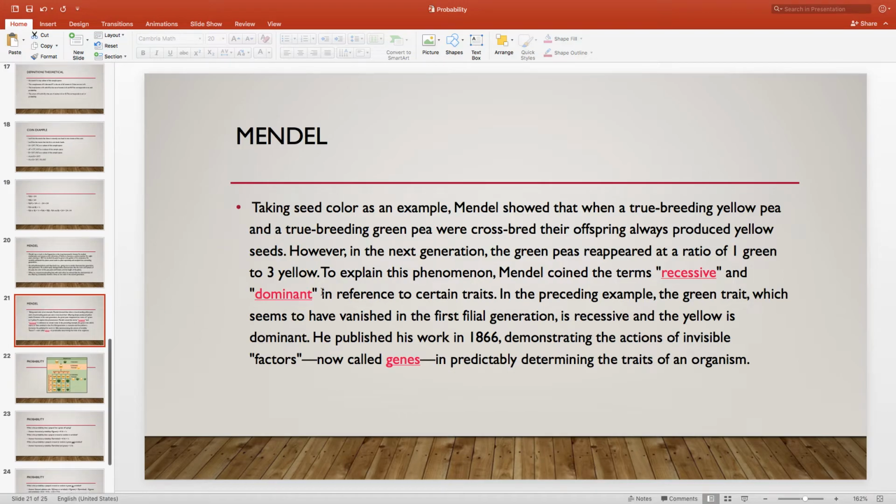So let's take Mendel as an example. Mendel showed that when a true breeding yellow pea and a true breeding green pea were crossed, their offspring always produced a yellow seed. However, in the next generation, the green peas reappeared at a ratio of 1 green to 3 yellow. And to explain this phenomenon, Mendel coined the terms recessive and dominant traits.